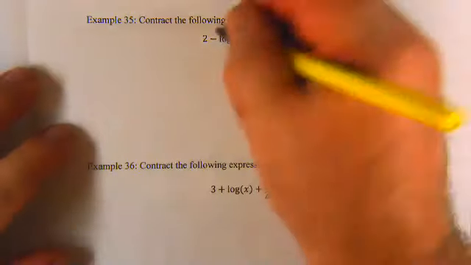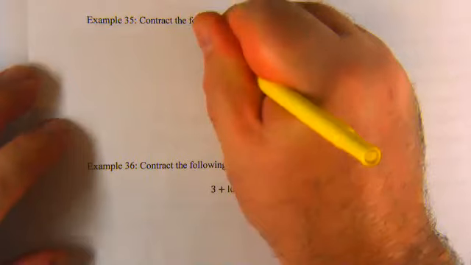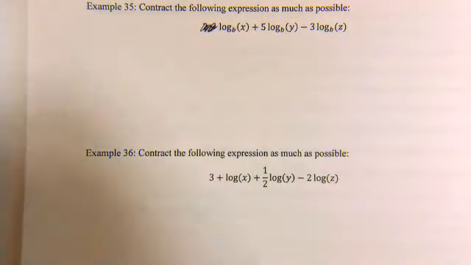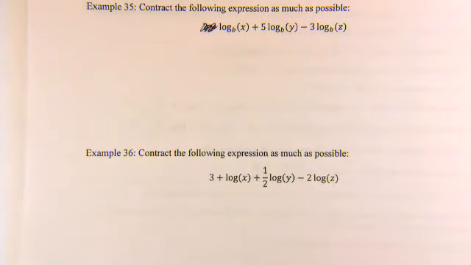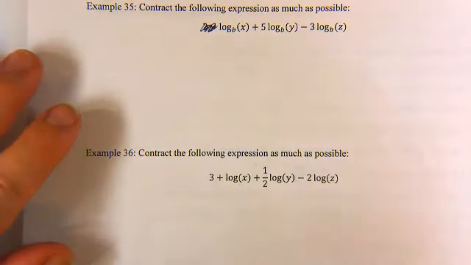Okay, I didn't want the 2 minus here. That should not have been there. So we just want log base b of x plus 5 log base b of y minus 3 log base b of z. So deal with the coefficients first, right?